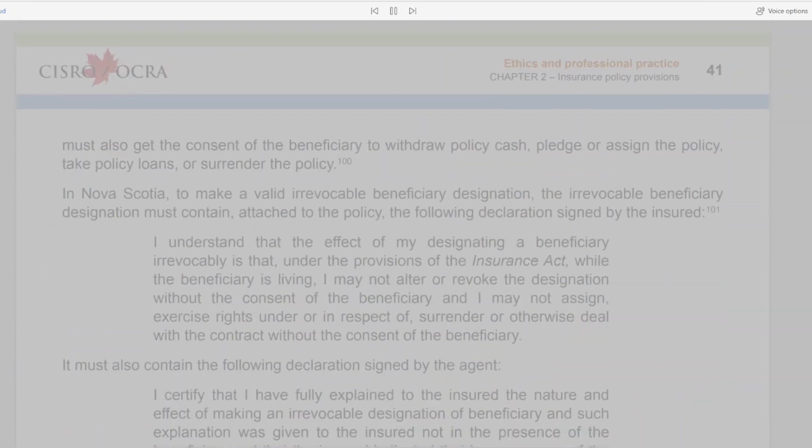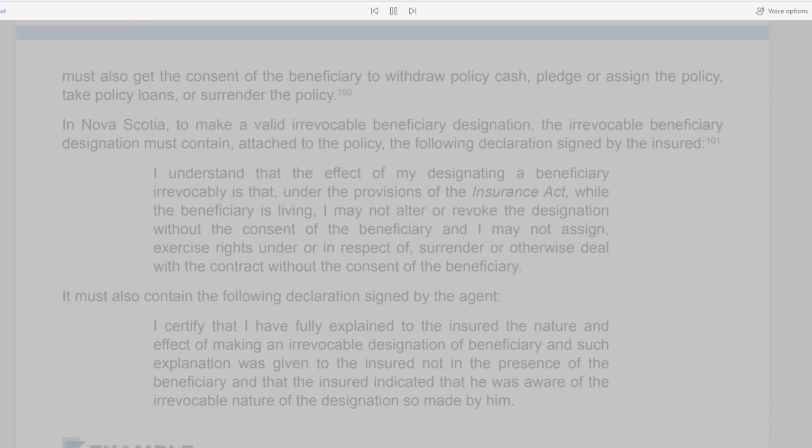They must also get the consent of the beneficiary to withdraw policy cash, pledge or assign the policy, take policy loans, or surrender the policy.